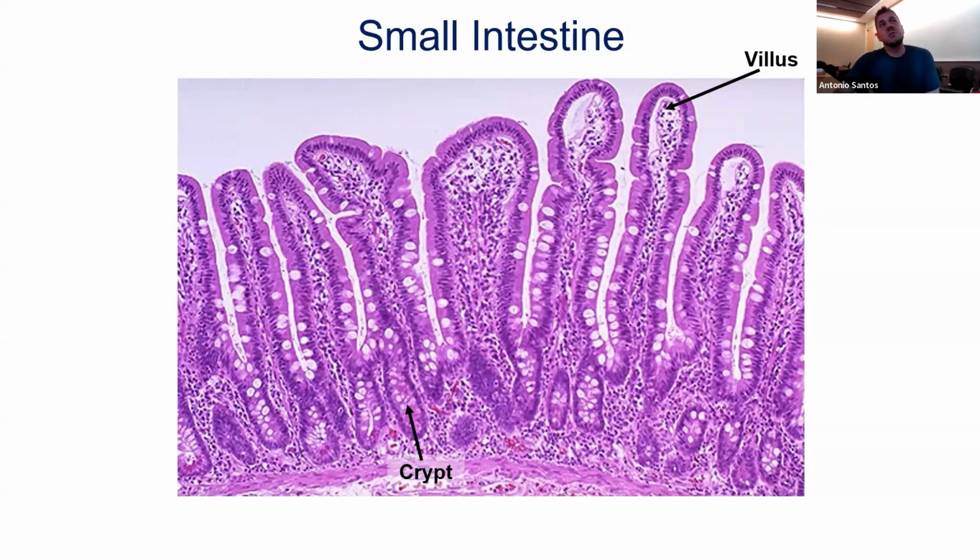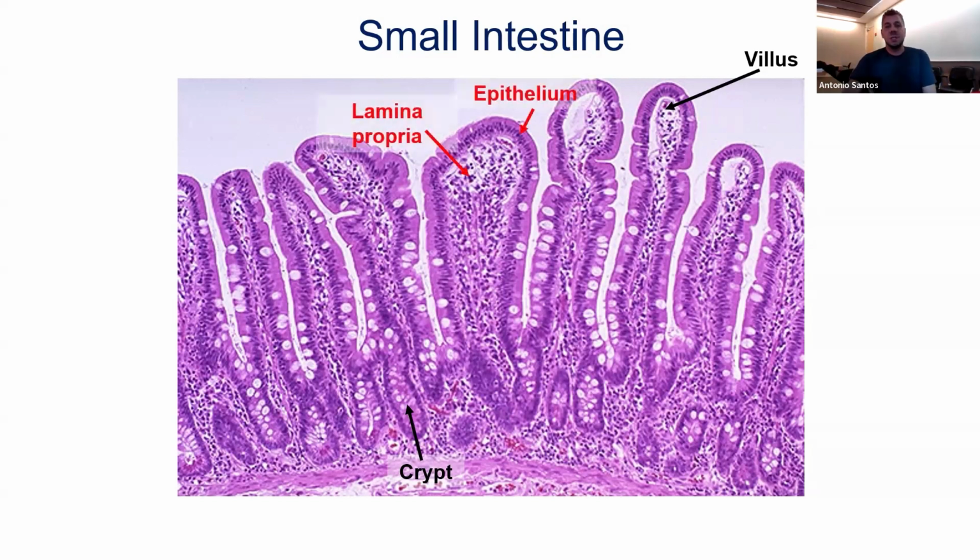The reason why they are folded like this in protrusions instead of just parallel is to increase surface area so we can get more nutrients out of food. So the small intestine really is made for nutrient absorption.